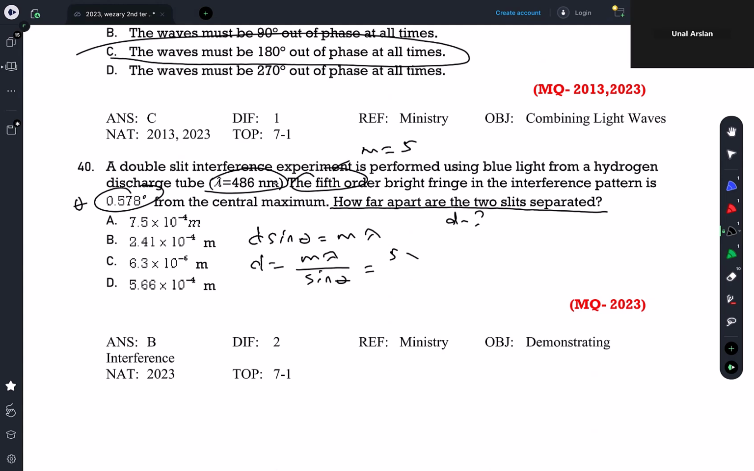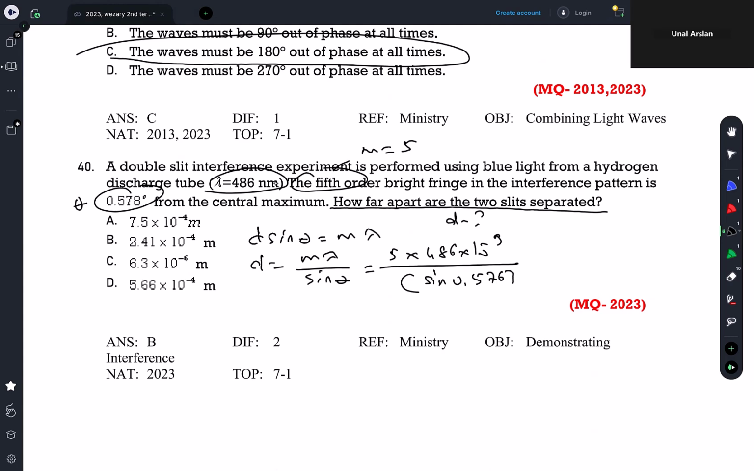m is 5, lambda is 486 times 10 to the power of -9. You should convert nanometer to meter, divided by sine of 0.578. So now let's use it.